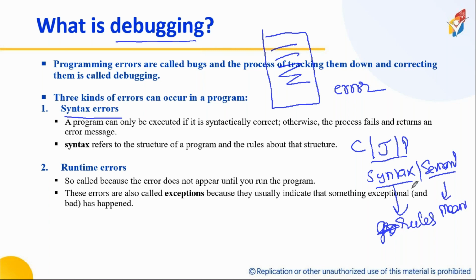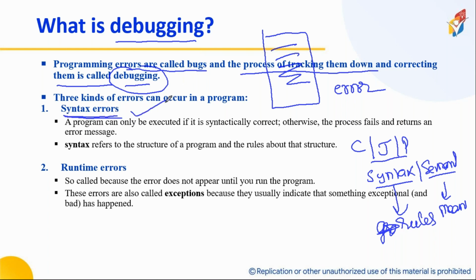Now, look at here. Programming errors are called bugs. As a software engineer, first of all, what we should do is the process of tracking the errors and correcting them. This process is called debugging. If a programmer is good at debugging, he can attain the highest position within 3 to 5 years. Now, there are two different kinds of errors.